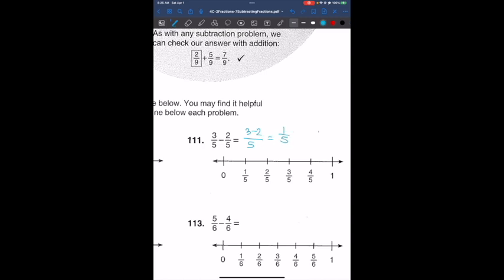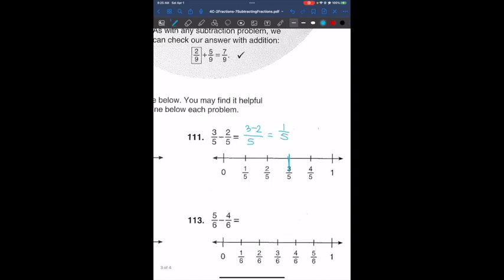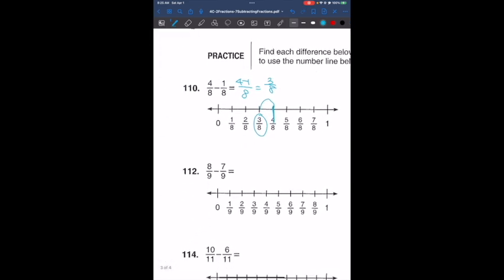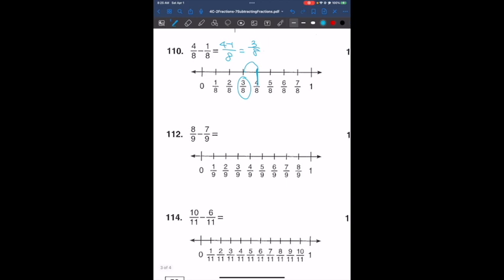Now in this case, we start at 3/5, and each space is worth 1/5, so we're going to go twice, and that's going to bring us to 1/5. And for 112, the denominator is going to be 9, and the numerator is going to be 8 minus 7, so it's going to be 1/9. Also, on the number line, we have 8/9, and each space is worth 1/9, so we're going to go 7 times, which brings us to 1/9.